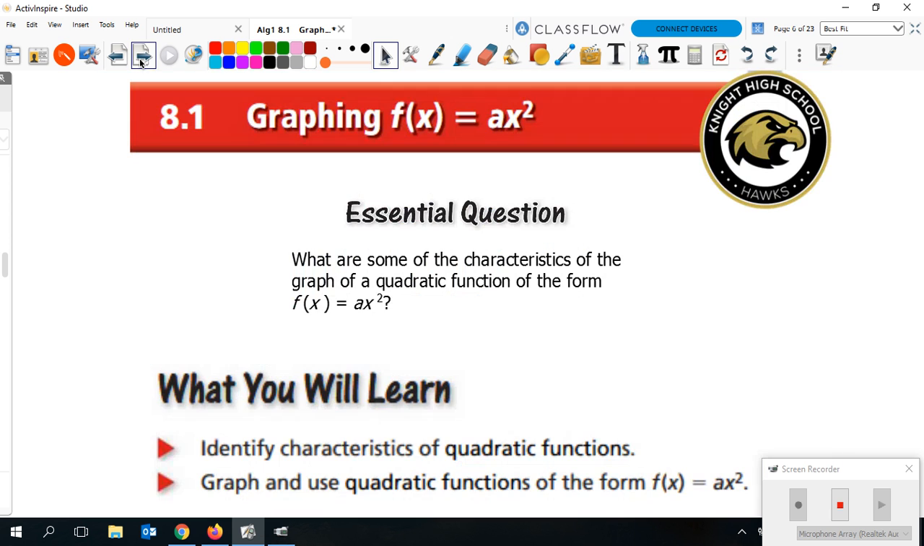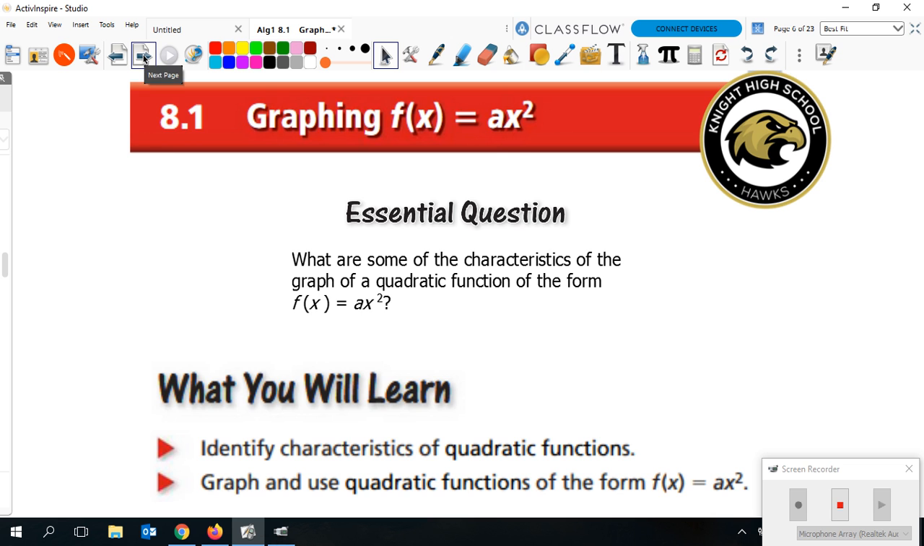So 8.1, we're identifying characteristics of quadratic functions. So that's what we got to look at first, is identifying some of the basic characteristics, and then we're going to do some graphing of this form. As we get into the further lessons, like I showed you, we're going to get into the form a little bit, adding on a B and a C term as well.